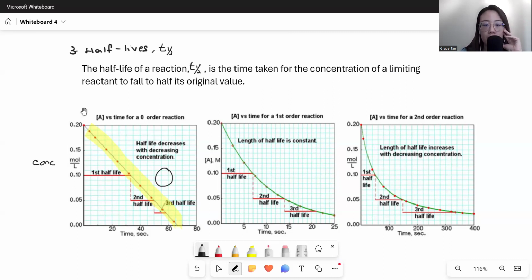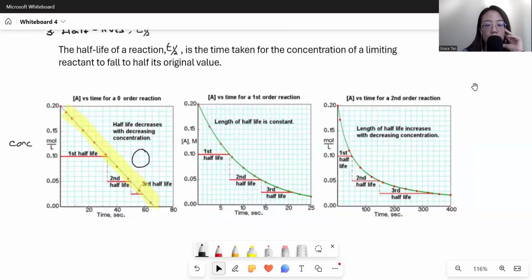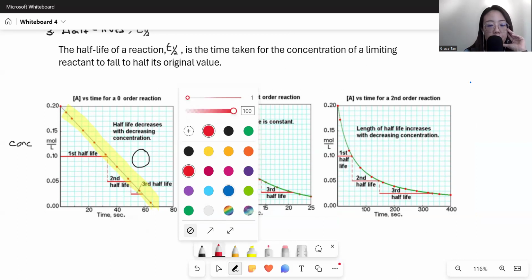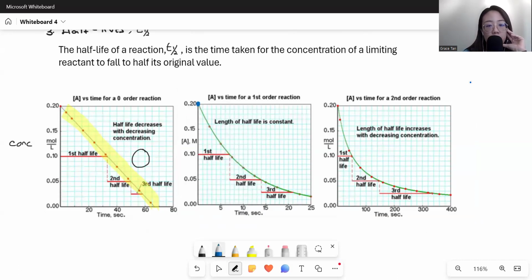I need you to do a half-life, which is to plot on the graph every time the concentration decreases by 50%, how long does it take? So for example, the original concentration is 0.2. Half of 0.2 is 0.1. If you look at 0.1 and you look down here, it takes a total of 7 seconds to decrease the first 50%. So the first half-life, from 0.2 halved to 0.1, is the first 7 seconds.